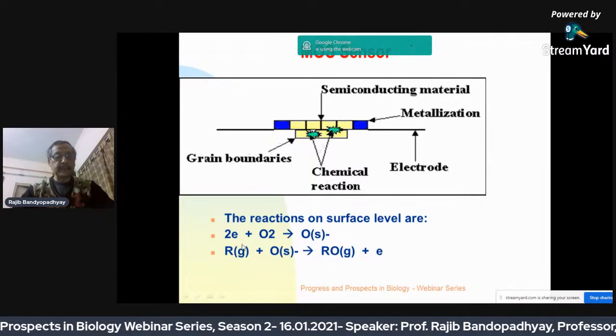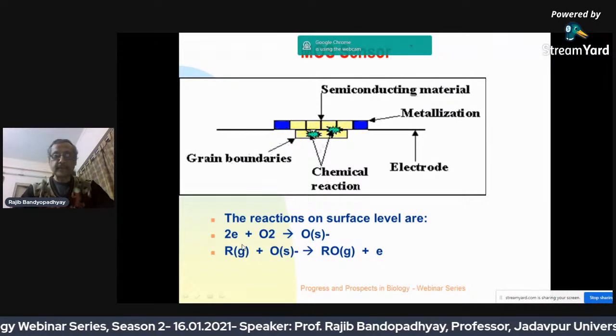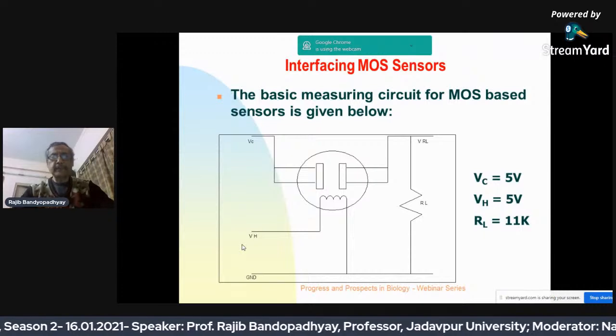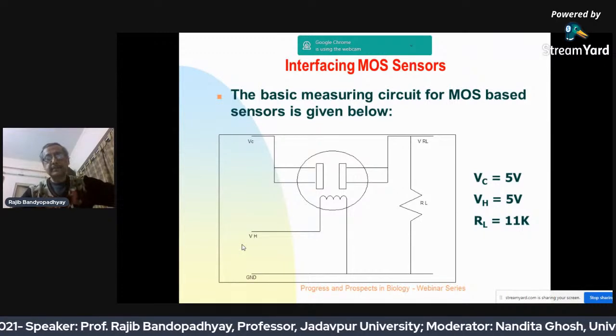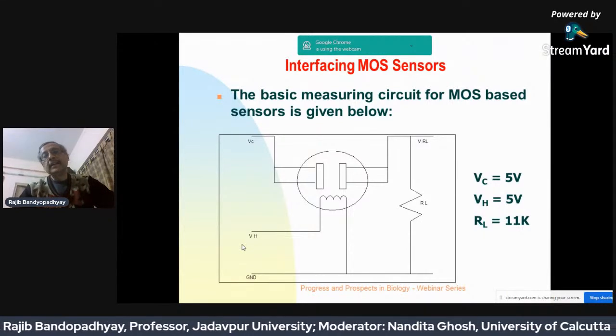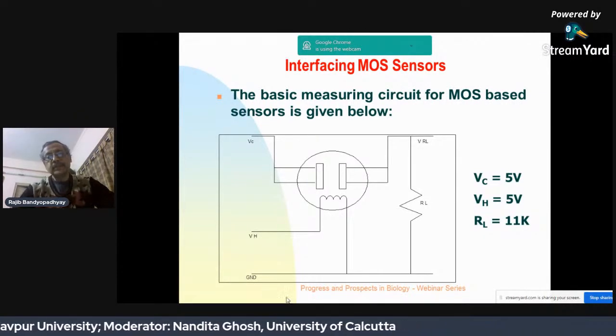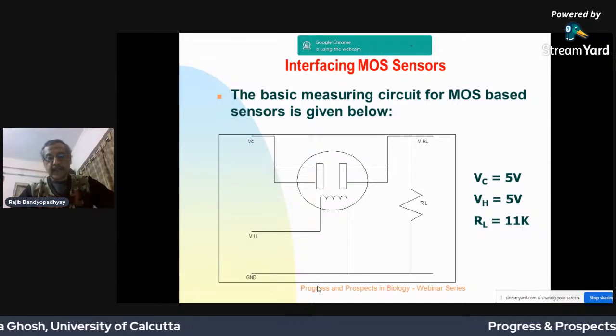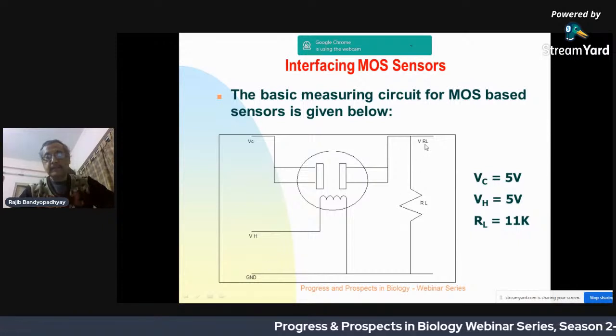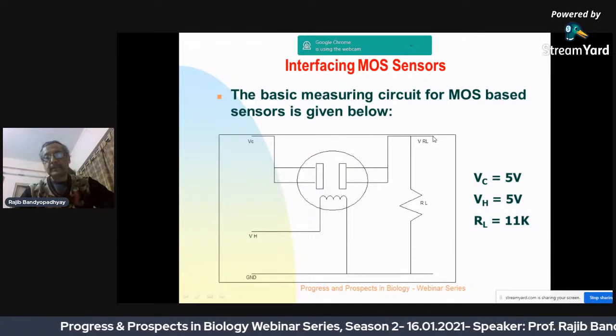So from there we can estimate their concentration. And interfacing of MOS sensors, I'm not going into details, but honestly speaking, in our electronics lab it is very easy for us, because we need only one resistance in series with the sensor. If you can measure the voltage across this resistance, then we get the concentration.